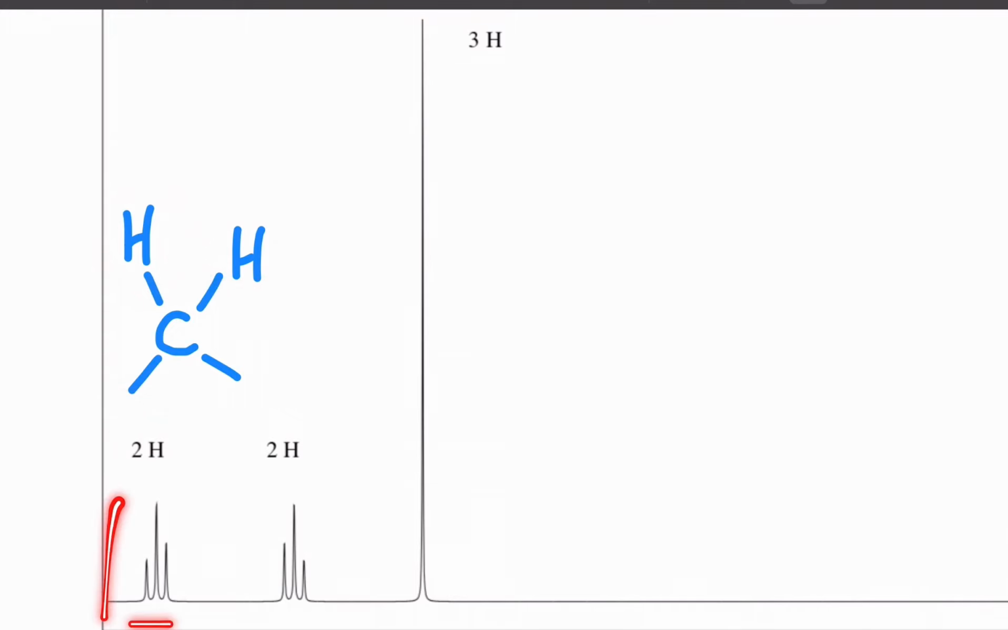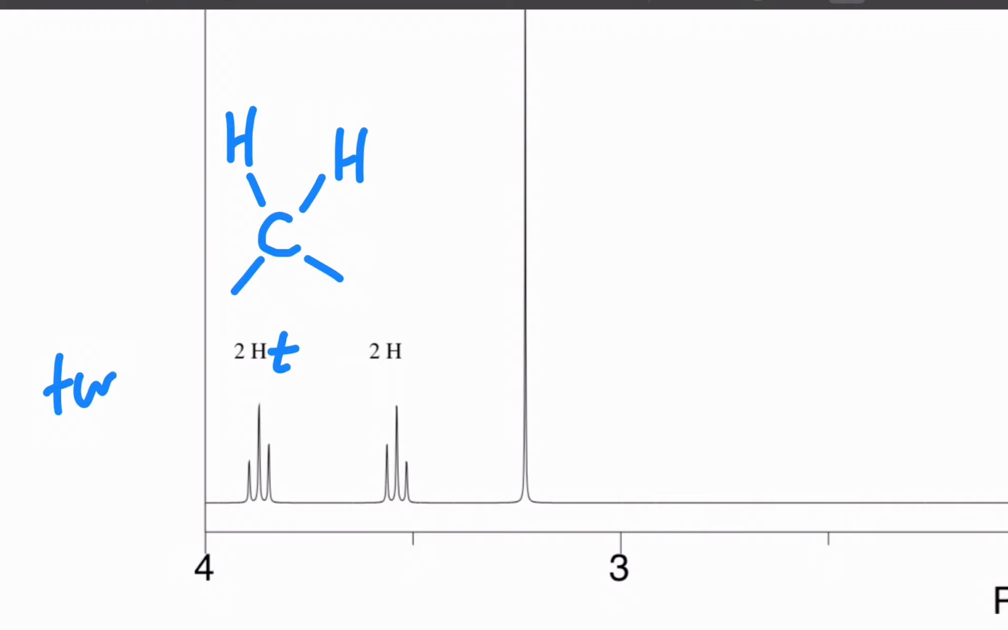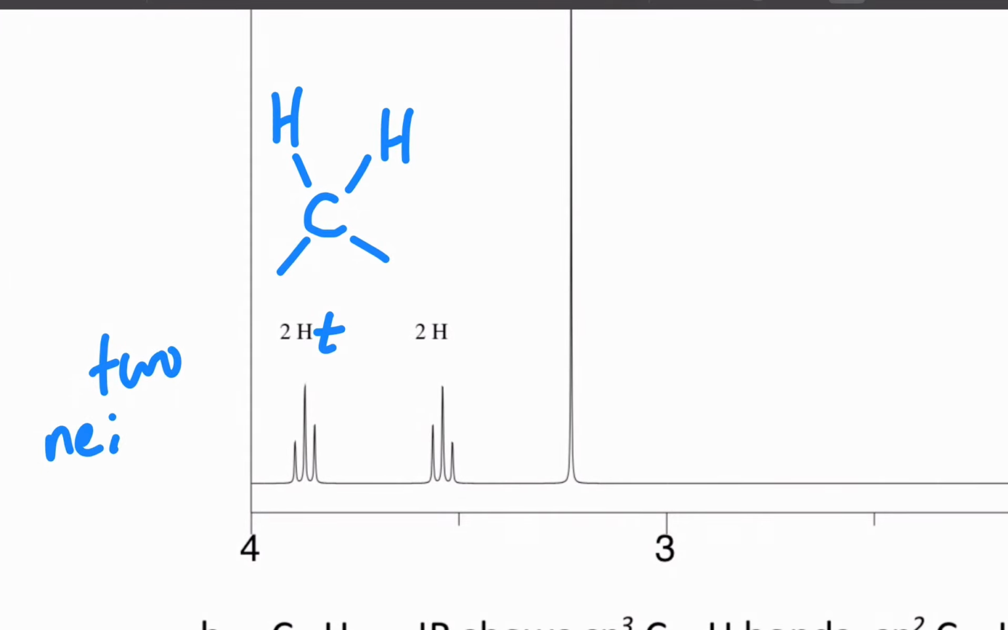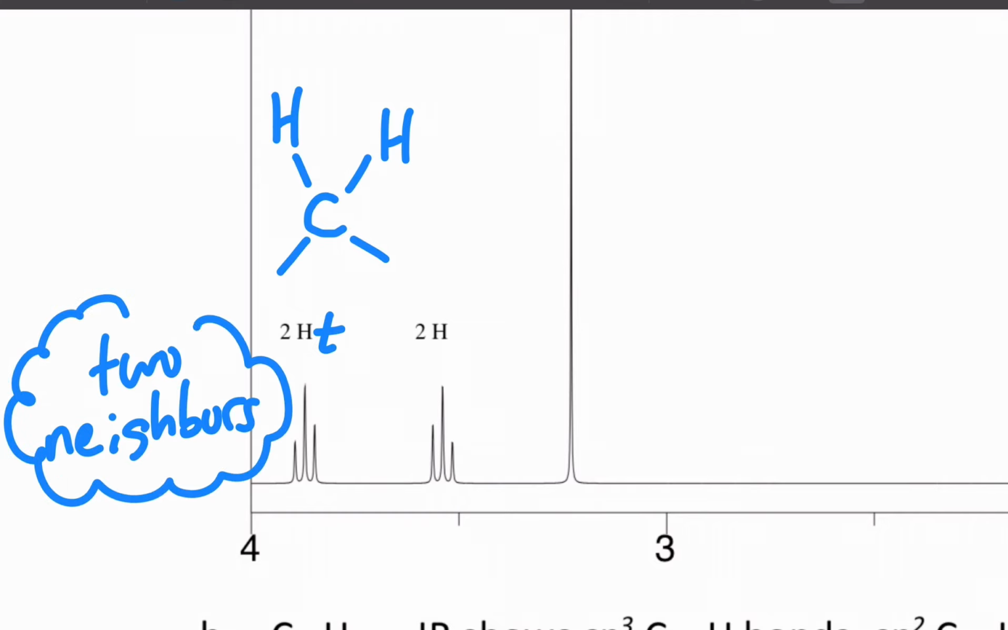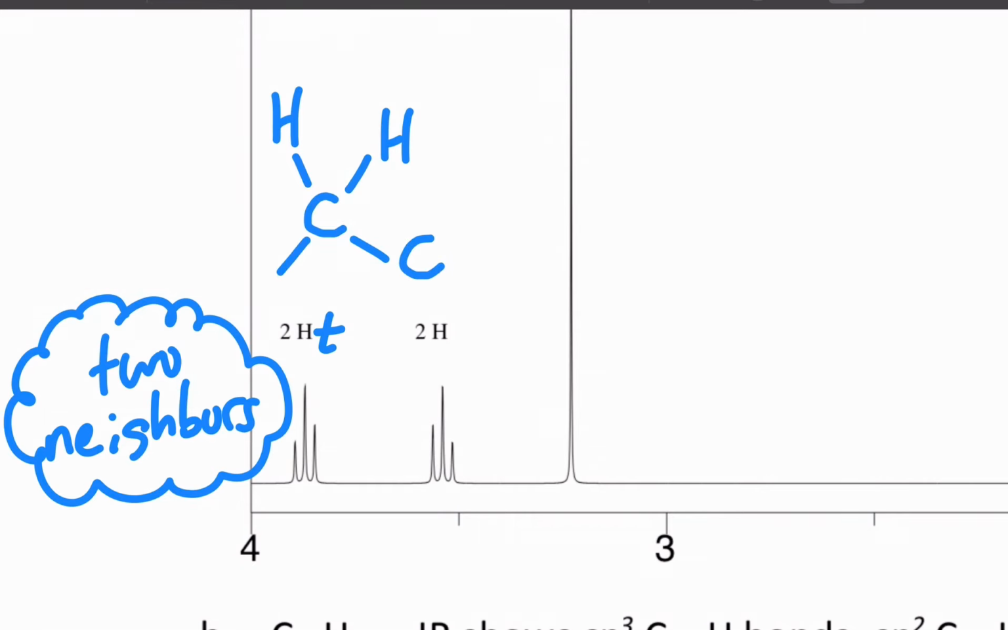I can tell by looking at it that this is a very clean triplet, which means it has 2 neighbors. This is a triplet. So I'm thinking 2 neighbors. Remember, the n+1 rule tells me how many neighbors cause the splitting pattern. So I can actually modify my fragment guess and say, well, whatever the adjacent carbon is, it has 2 hydrogens on it and no more. Could be 1 on each of 2 separate adjacent carbons, but it's a good guess to just put them on the same carbon.